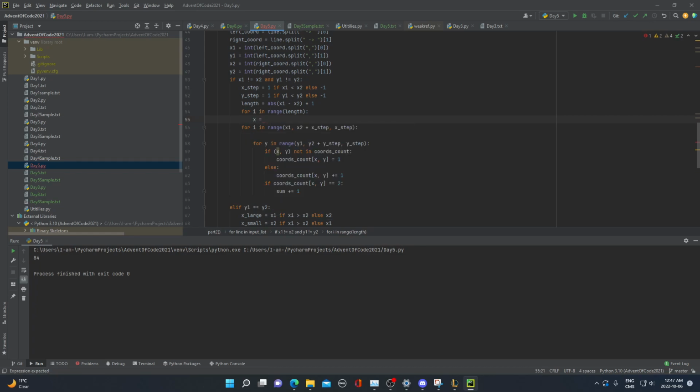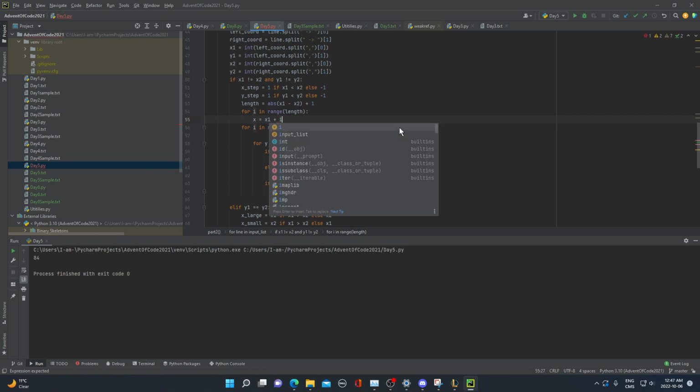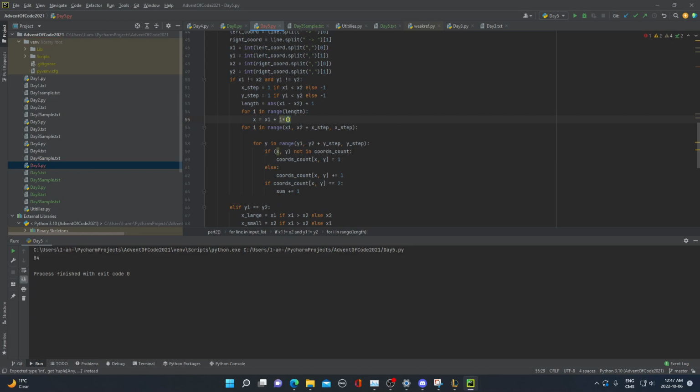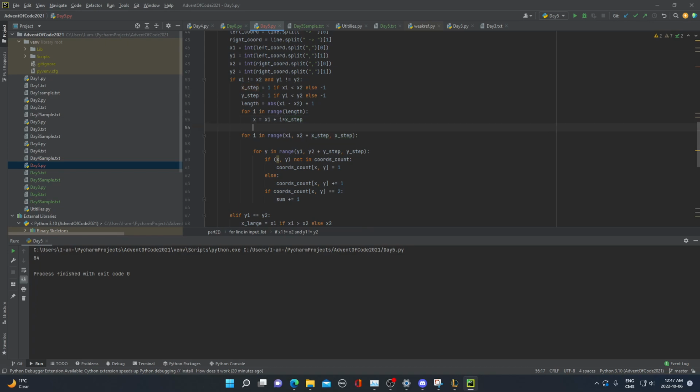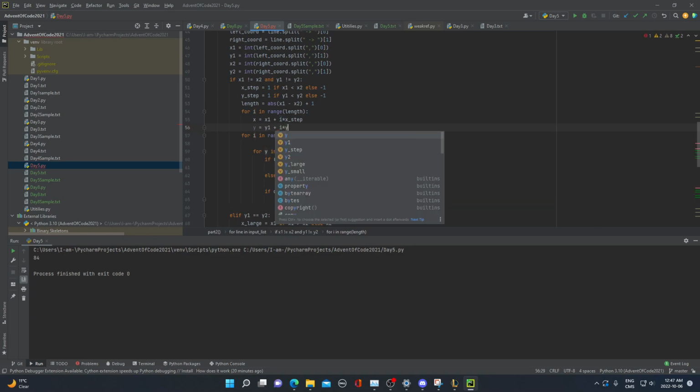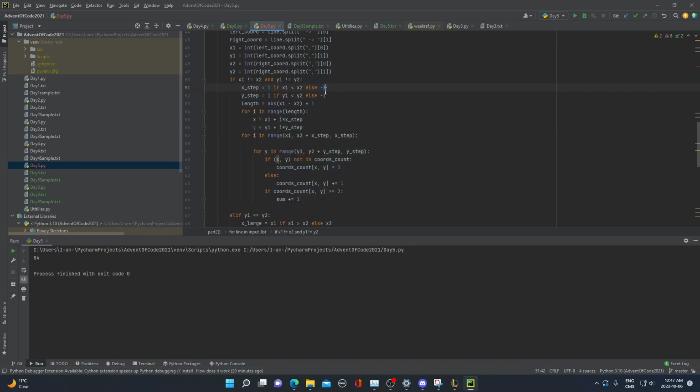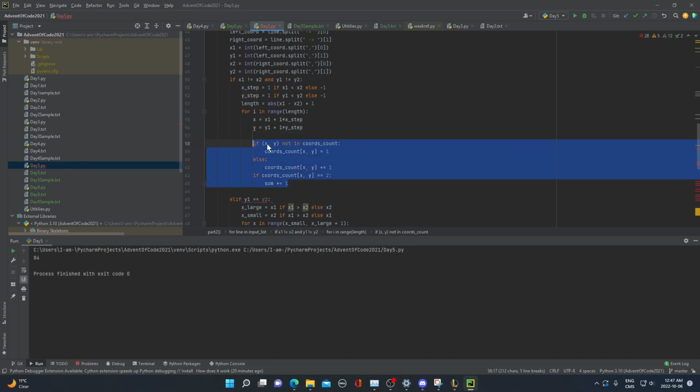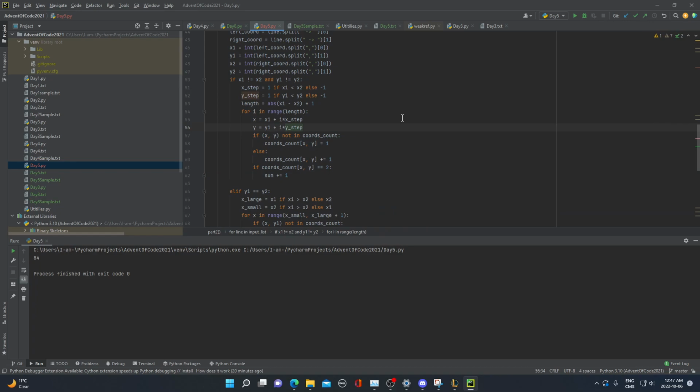x would be equal to x1 plus i multiplied by x step. y would equal y1 plus i multiplied by y step. y step could be -1 or +1. And if it's negative, then it subtracts, which is what we want. And now I believe everything should be the same. So we got our x's and y's.